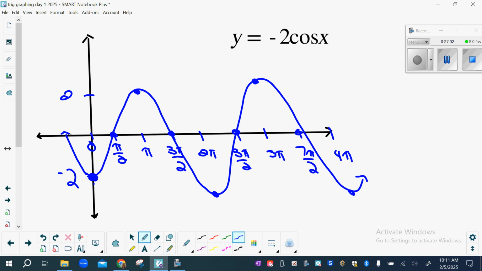Are you cool? Domain on this guy, all real numbers. Range on this guy, lowest point, negative 2. Highest point, positive 2. And you've just learned how to graph sine and cosine.